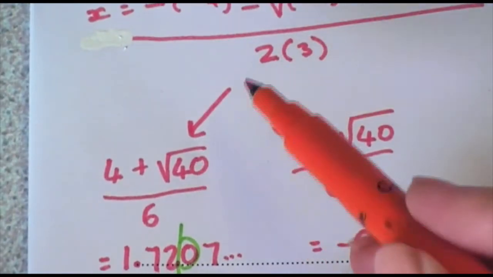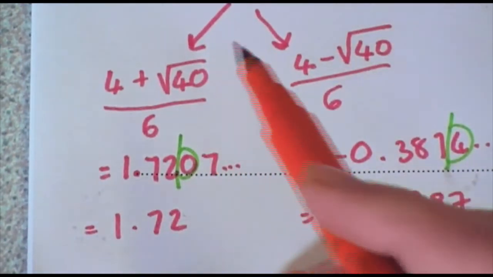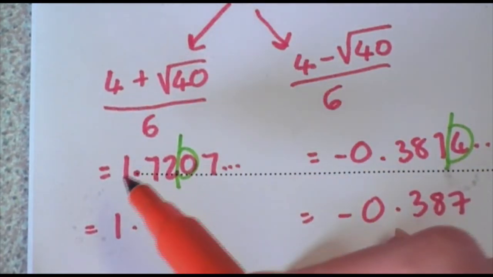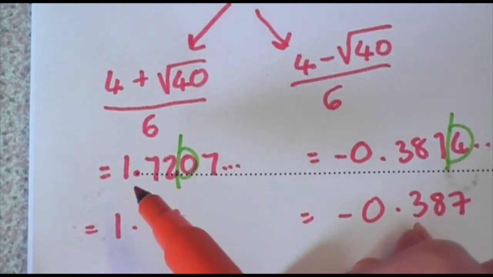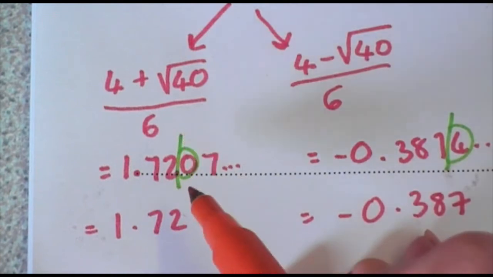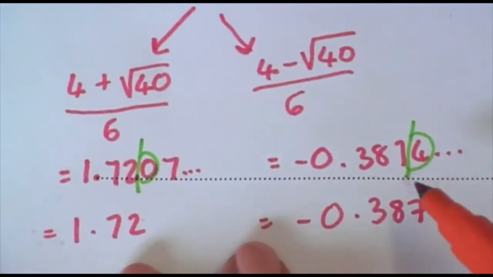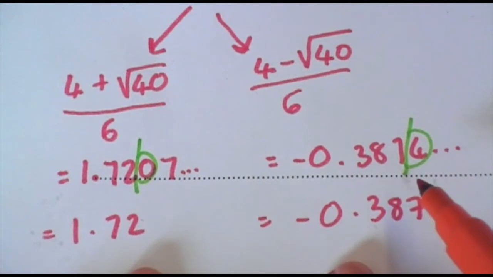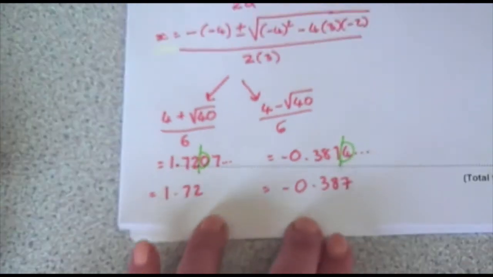I've then split it to find my positive and my negative, and then I've used the calculator to just press backspace. I've changed the positives and the negatives, and I ended up with 1.7207 and so on, which I rounded to 3 significant figures, 1, 2, 3, cut off, respect the fact it is followed by a 0, which actually doesn't change it. And the same here, negative 0.3874 and so on, cut off after the 7. I respect the fact that it is followed by a 4, although it doesn't have an effect. So there's your answer to this question.